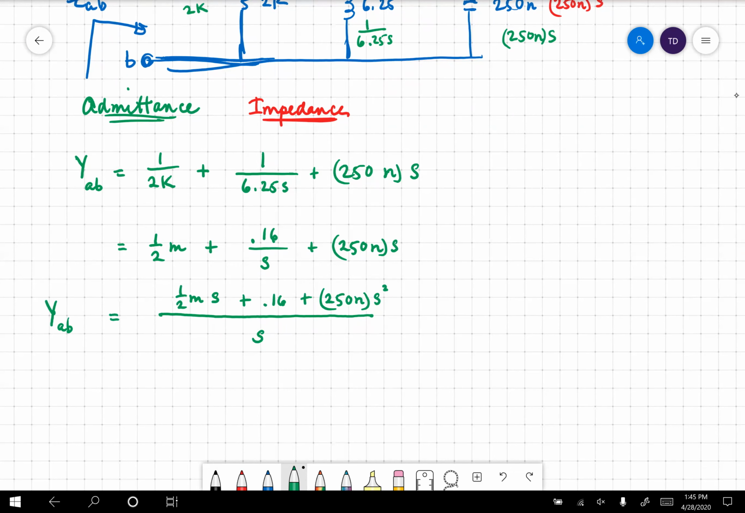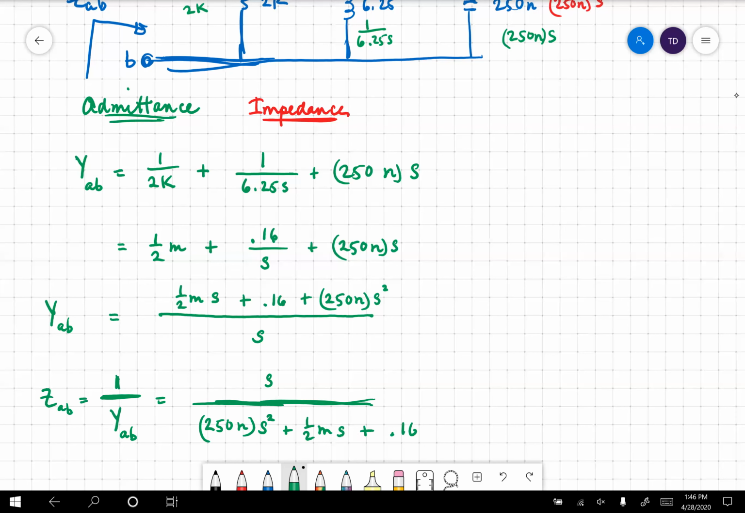Clearly, hopefully clearly, ZAB is equal to 1 over YAB. This is the only place that admittances are nice, when we have parallel circuits. So that's just going to flip this whole fraction. So writing in order, 250 nano times S squared plus 1/2 milli times S plus 0.16.